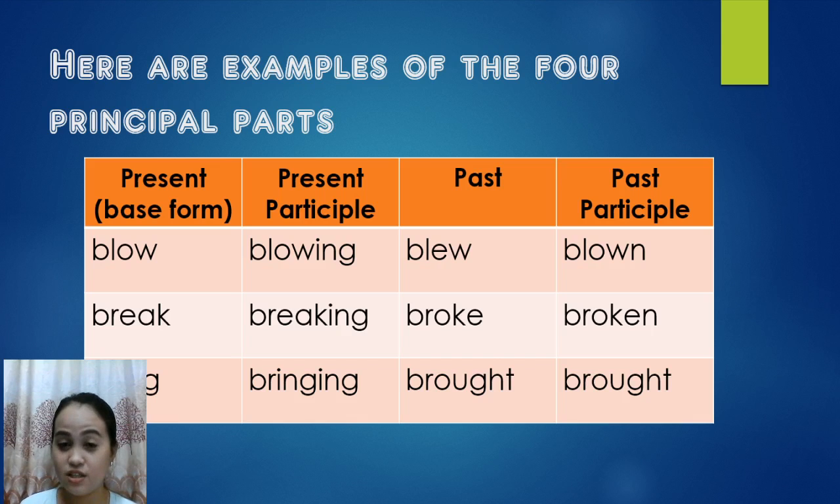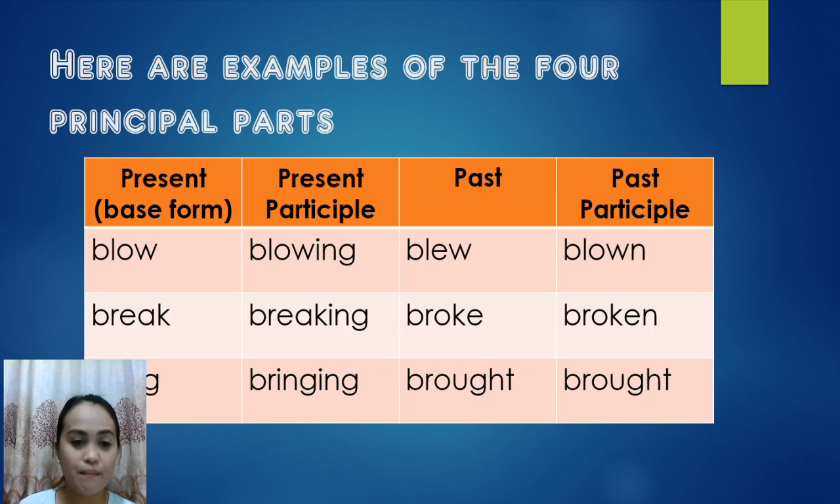So, it changed in spelling. It is an irregular verb. Past participle, blown. Okay, again, blow, blowing, blew, blown. How about the verb break? Breaking, broke, broken. So, it is also an example of irregular verb because it changed in spelling. You do not add ed in the past participle and in the past form.